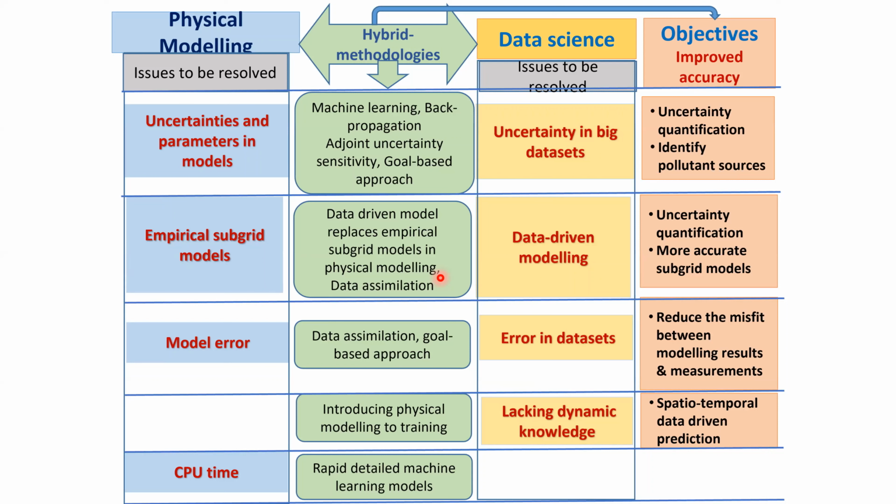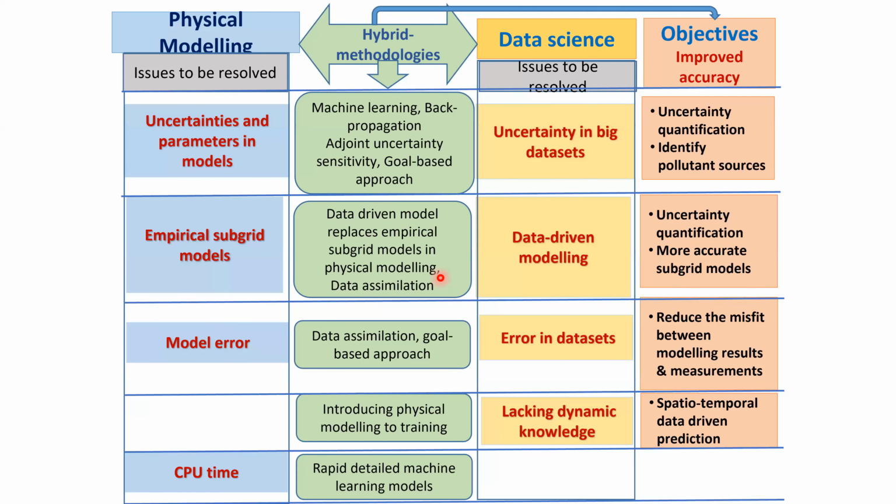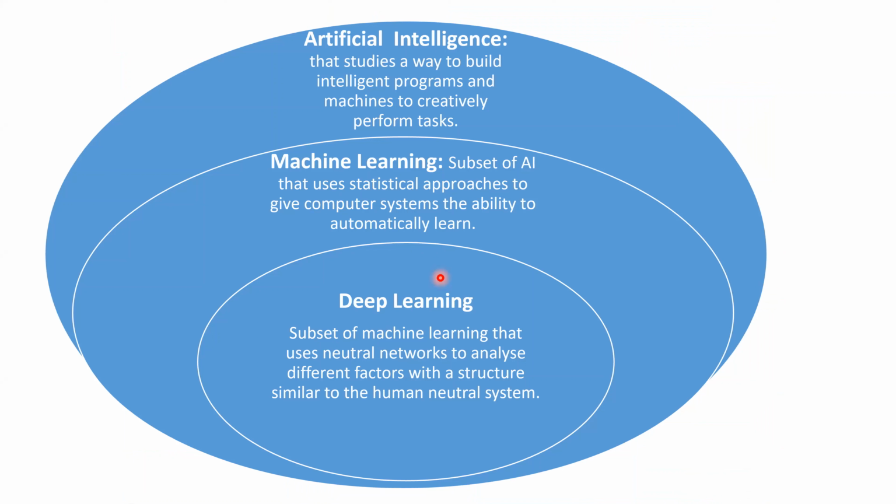For example, as in the last few days, the main topic has been data assimilation. Data assimilation is introducing your measurements into your physical model to improve the accuracy of the model. There are a number of methods, and you already have some knowledge of them from the past few days. In my talk, I will focus on machine learning and data simulations.